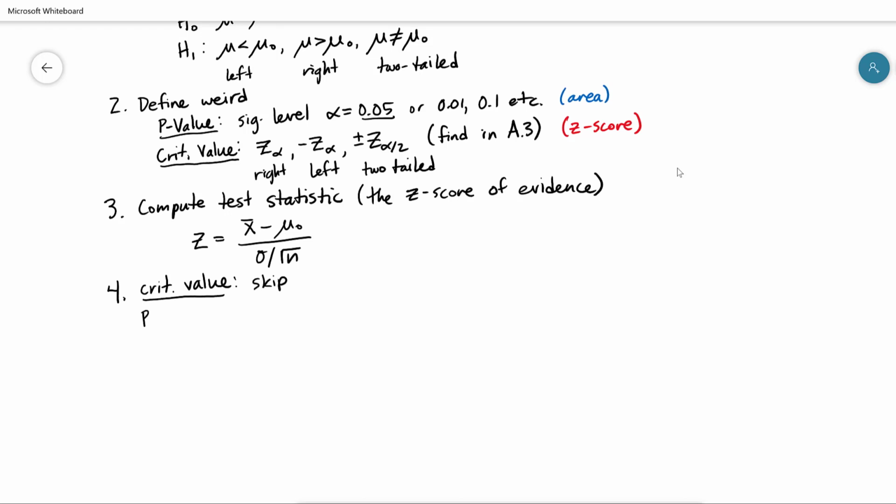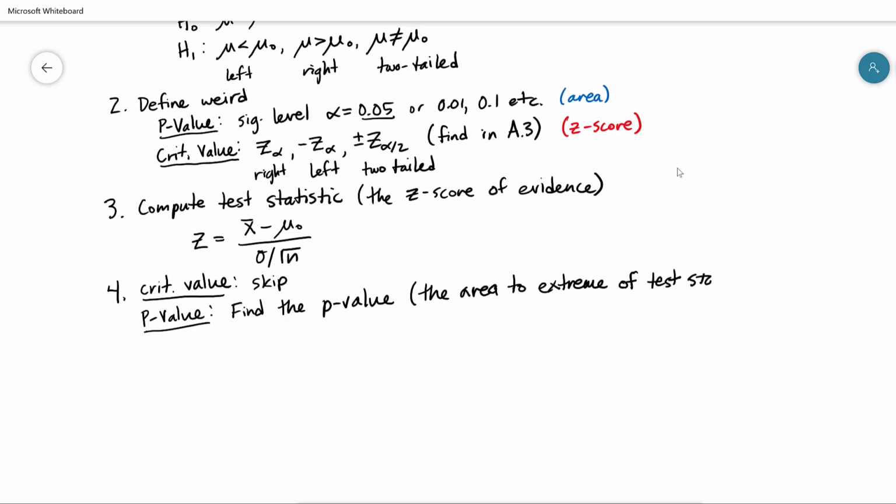But if we're doing the p-value method, this is the point where I want to convert that z-score. So I want to find the p-value, which is the area to the extreme of the test statistic.